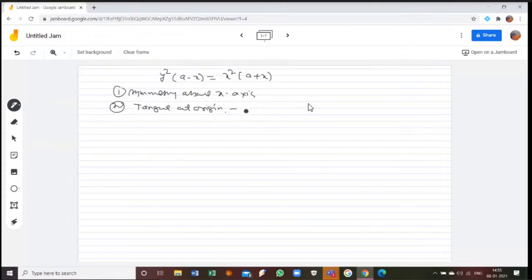Tangent at origin: equating to 0 the lowest degree term. So what is the lowest degree term? This is a y square here and this is an x square here, because this becomes degree 3, this becomes degree 3. So the lowest degree term is a y square minus x square, that is equal to 0. It means that y is equal to plus minus x.